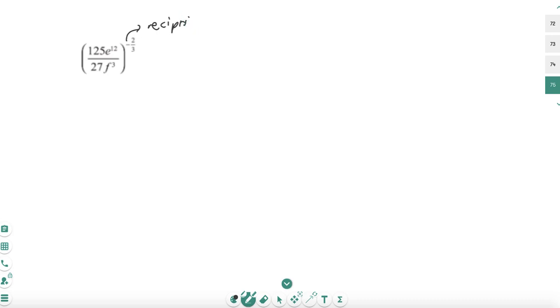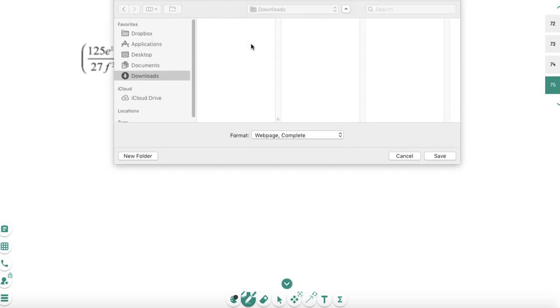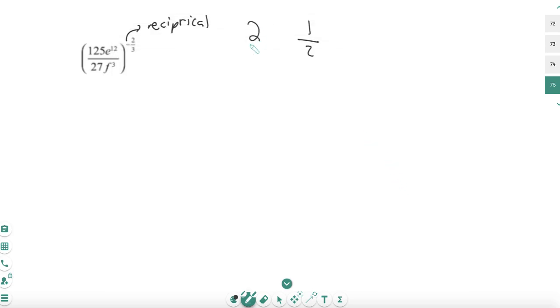So if we had the number 2, the reciprocal of 2 would be 1 over 2, because the number 2 is basically 2 over 1, so we flip that to 1 over 2.